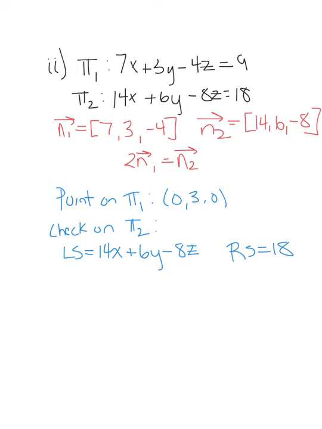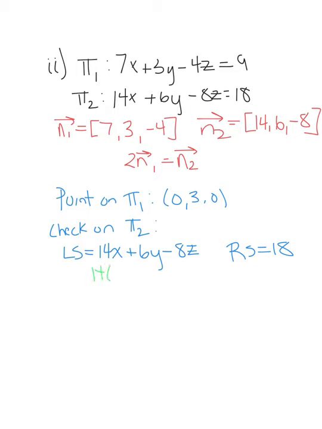I'm going to follow the exact same steps that I did on the last question. So I'm going to pick a point on plane 1, and I'm going to check if it's also on plane 2. So I just chose a point (0, 3, 0), mostly because I know 3 times 3 is 9, and I don't want to deal with fractions. And I'm going to do a left side, right side check.